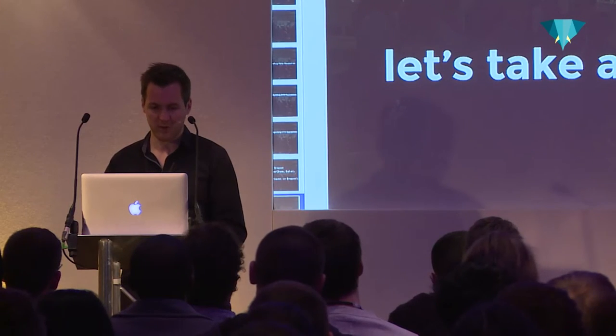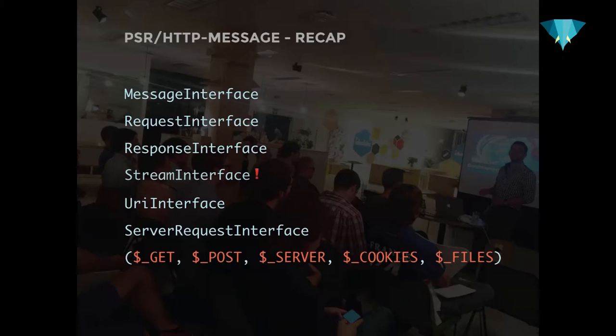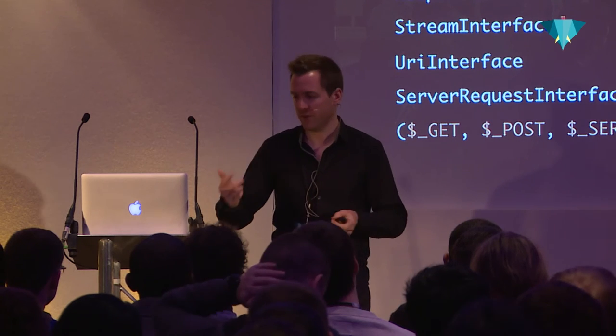Let's go back to the slides. So as a recap, there's a message interface, which is both a parent for the request and response. The request has another child interface, which is the server request interface, which allows you to access the $_GET and $_POST super globals. There's also the URI interface, which abstracts getQuery or getHost or getScheme, whether that's HTTP or HTTPS.